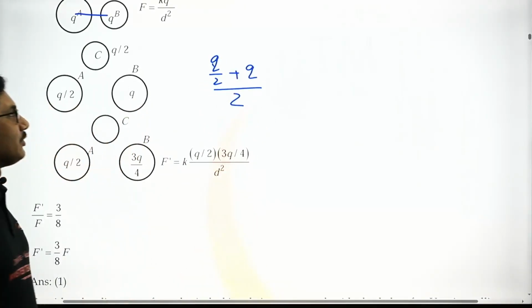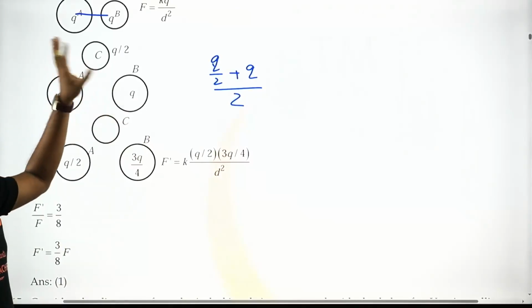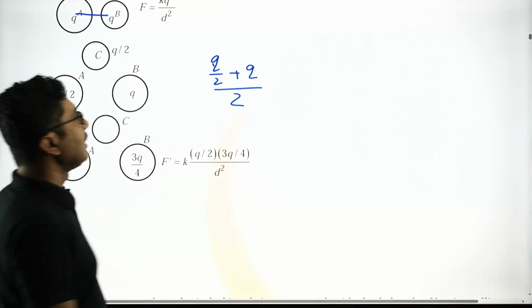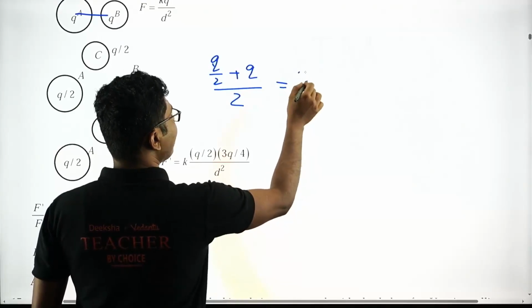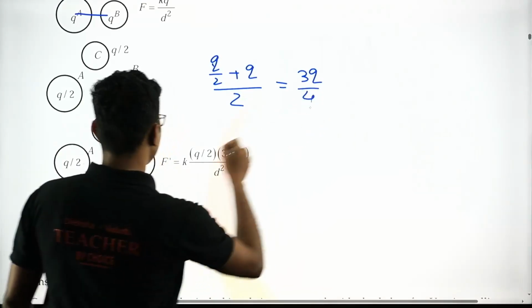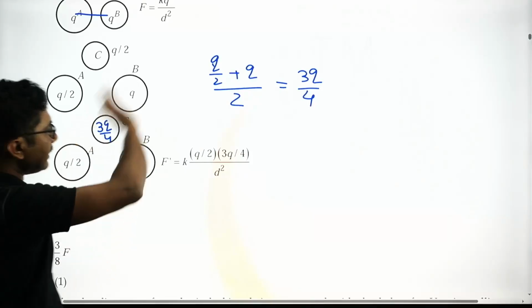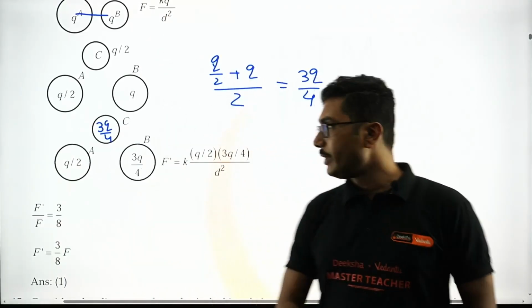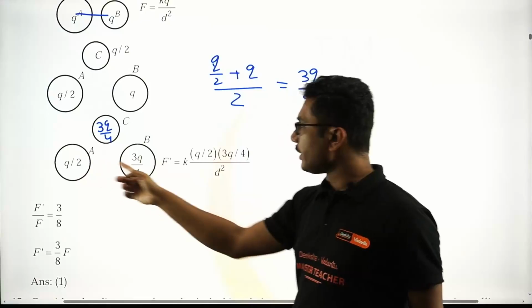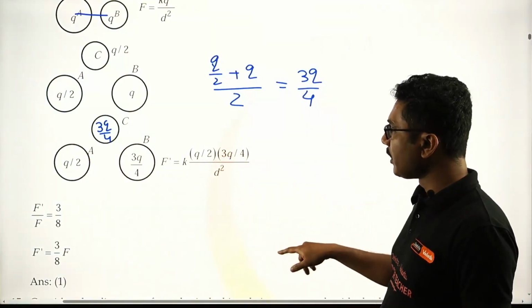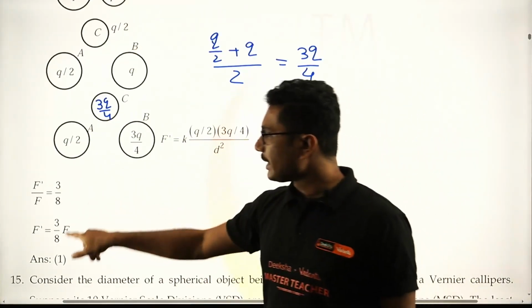Now this much charge will be distributed between these two spheres, again because they are identical, right? So it will be 3Q by 4. So each of them will have 3Q by 4. Anyway, this sphere is no longer needed, it is removed. So what is the force between these two spheres? That is what is important, that is Q by 2 into 3Q by 4. So you get this as 3 by 8 F.